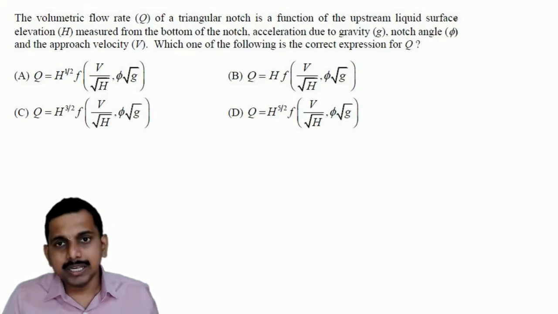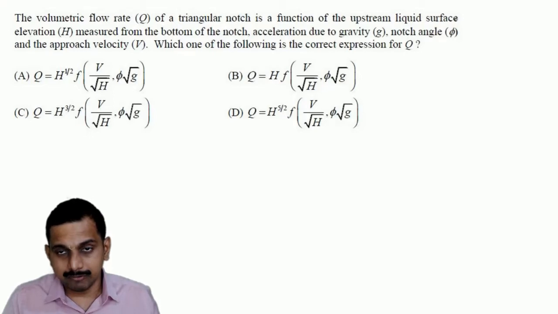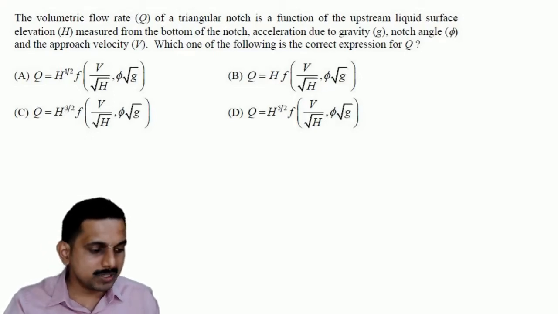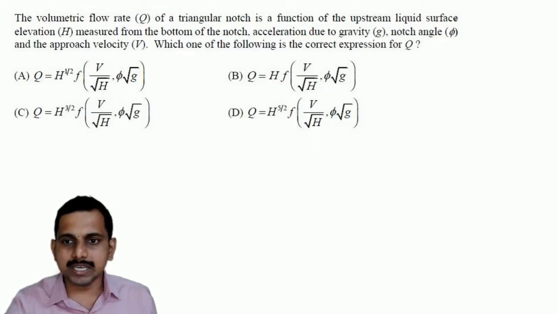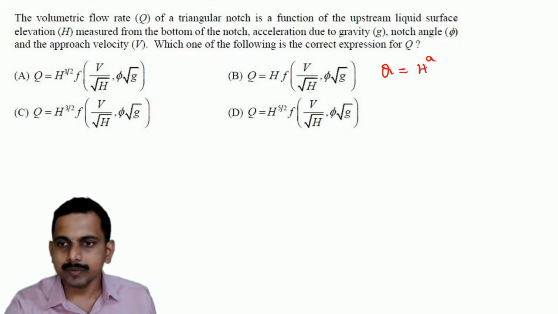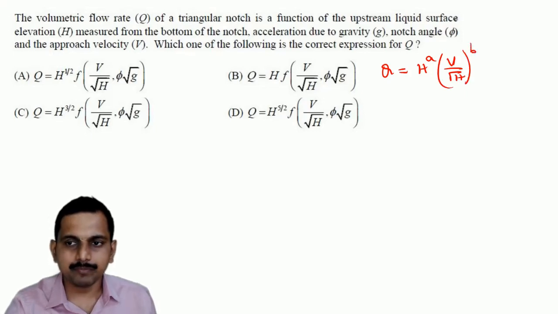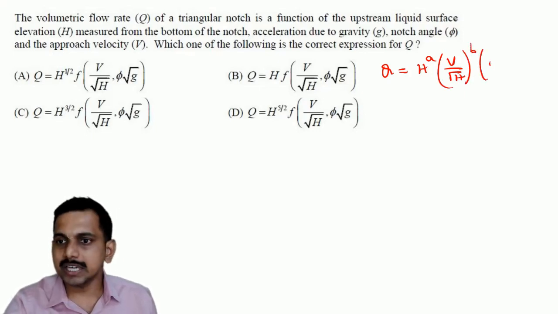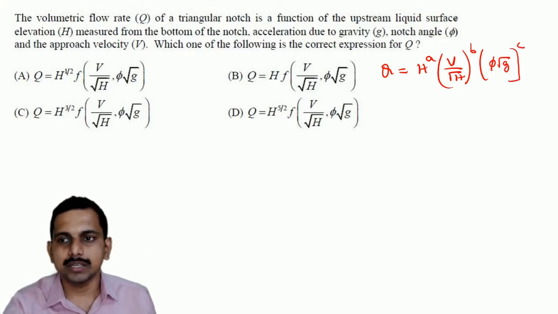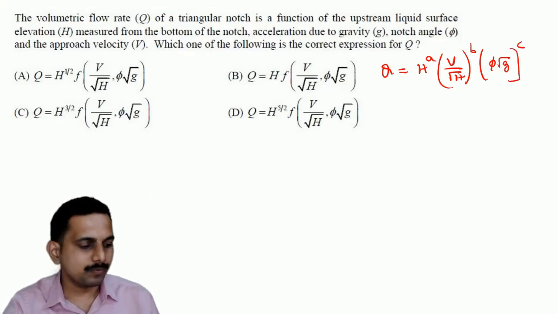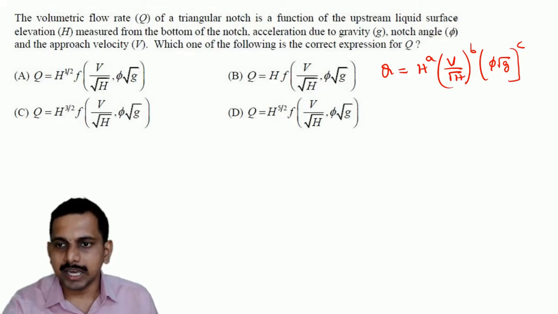Here we have to use Rayleigh's method, which is like this. Now we have Q is equal to some constant times h raised to a into v by root h raised to b, and then phi into root g raised to c. Now the only thing we have to find out is what are a, b and c.